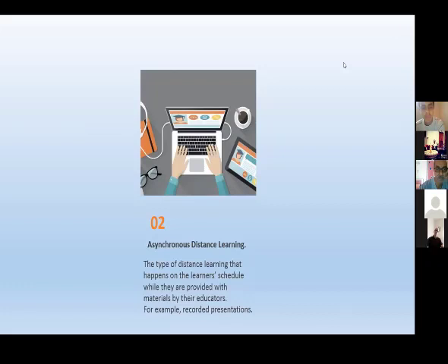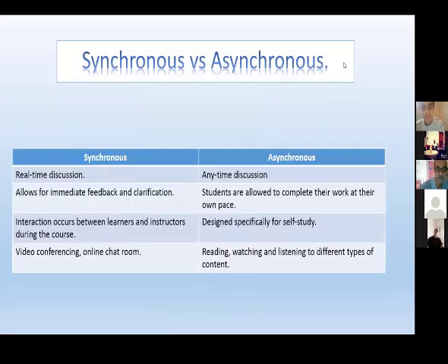Let's see the difference between synchronous and asynchronous. Synchronous is a real-time discussion. Asynchronous is an anytime discussion. Synchronous learning allows for instant feedback and communication, while asynchronous students are allowed to complete their work at their own pace. Synchronous interaction occurs between learners and instructors during the course, while asynchronous is designed specifically for self-study. Methods used in synchronous are like video conferencing and online chat. In asynchronous, students are required to read, to watch, and to listen to different types of content.